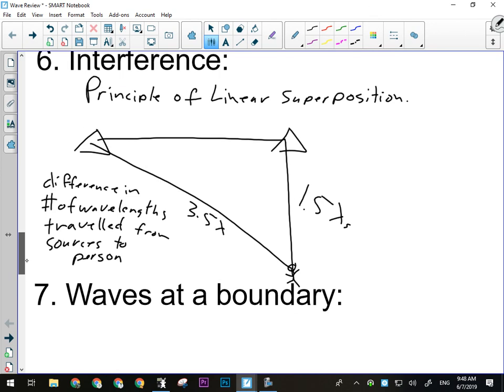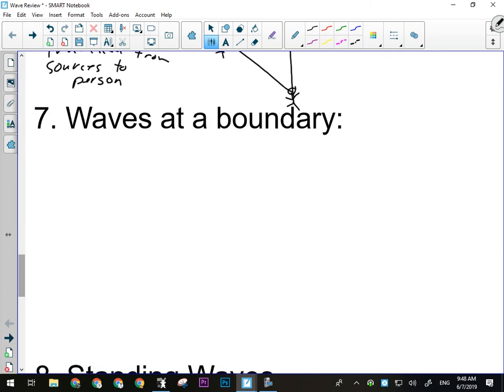After we talked about interference, we talked about wave behavior at a boundary. So when waves go from one medium to another, what about them changes? Their speed can change because speed is controlled by the medium. What else changes? Amplitude can change. What else? Wavelength. If speed changes, wavelength has to change. That's how frequency stays the same. So that's things to remember.